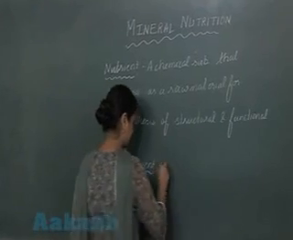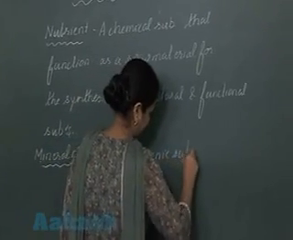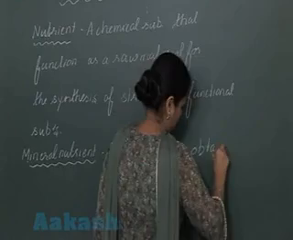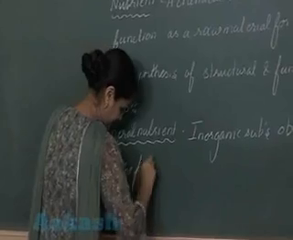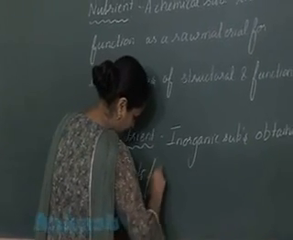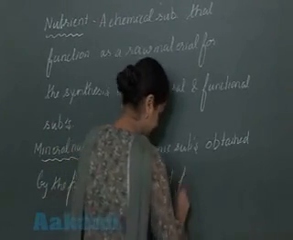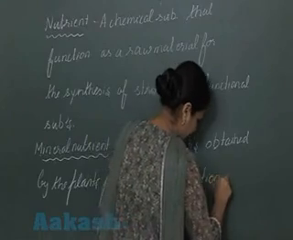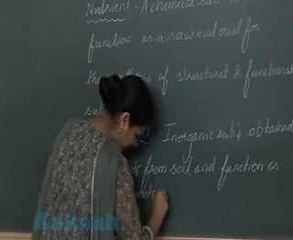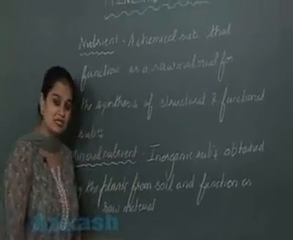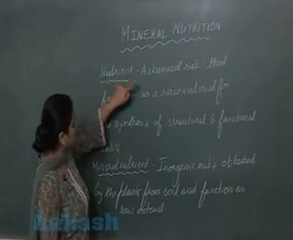So we can write this. They are inorganic substances obtained by the plants from soil and function as raw material for the synthesis of the structural and functional substances in the plants. Now mineral nutrient का मतलब तो समझ लिए ना.